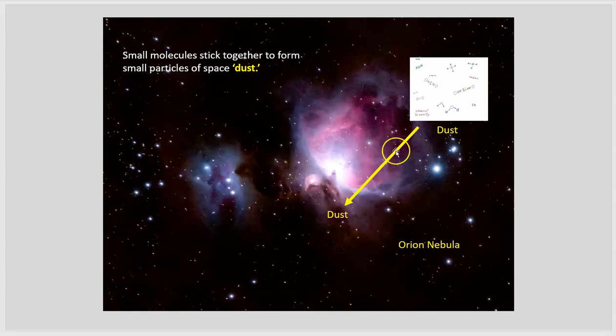So when we look at a picture of the Orion Nebula here, this dust stuff, we want to think that it's composed not just of heavy elements. It is composed of heavier elements, but also elements that have linked together to form molecules. So the atoms have joined together to form small molecules. So this dust is not just individual atoms, but also small molecules. And then these molecules can also kind of clump together into small particles.